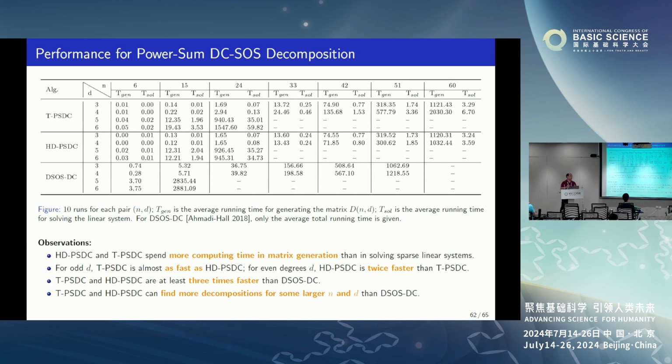But it's not a problem in practice, because if n and d are fixed, the matrix is fixed. So you do not need to generate it and store it in the computer. You can just apply it. Okay, so to apply it is just a few seconds. So this is the advantage of this method. So that's what I want to say.